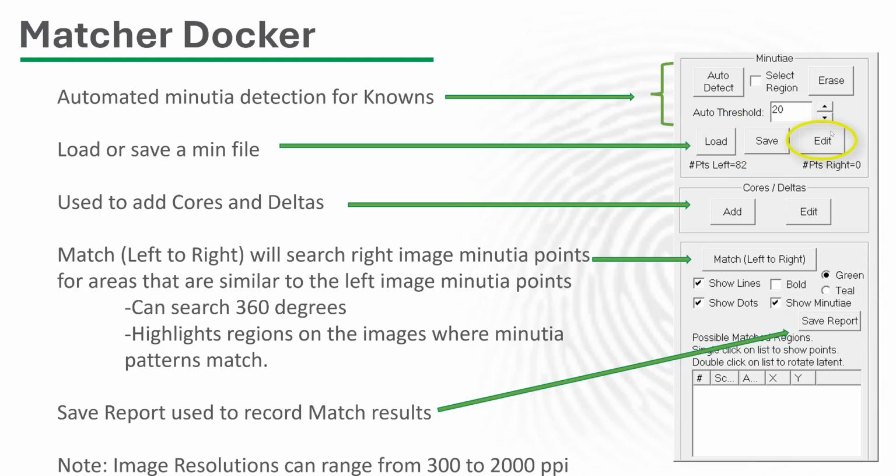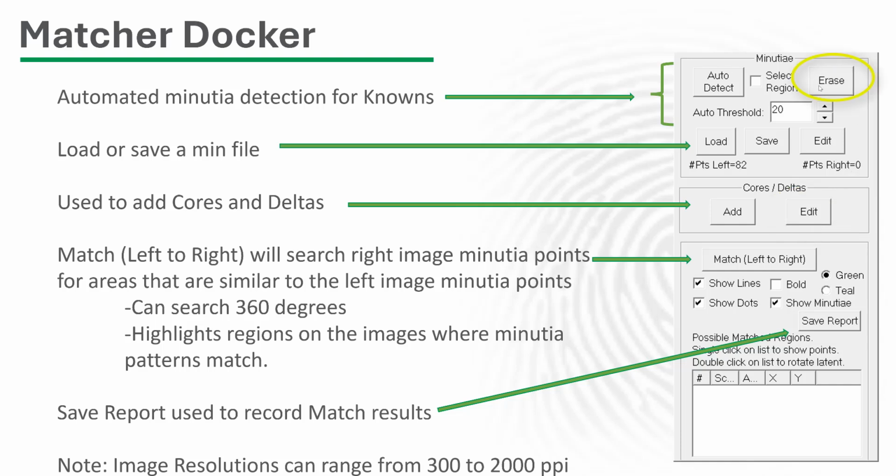This load and save button are for min files, and I'll get into what those are in a bit. If you want to edit the minutia points you see on an image, you click this button, and basically that just puts you in annotate mode, in edit mode. If you want to add cores, you click this button, and that will put you in annotate mode where you're in draw mode for cores. Edit acts the same way as this edit here. You just go to annotate mode and edit mode.